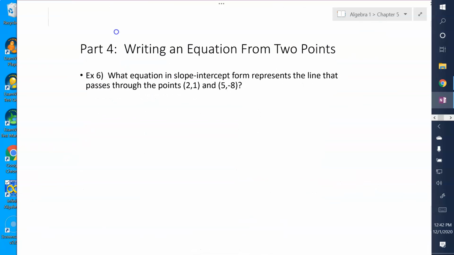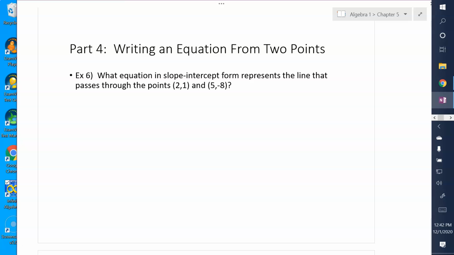All right, now what if I just give you 2 points? I don't give you a graph. I don't give you an equation. All I do is I give you 2 points that this line goes through. And I want you to write the equation in slope-intercept form. So I want something like this. You need to figure out m and b. M I can get easily enough. I just do y2 minus y1 over x2 minus x1.